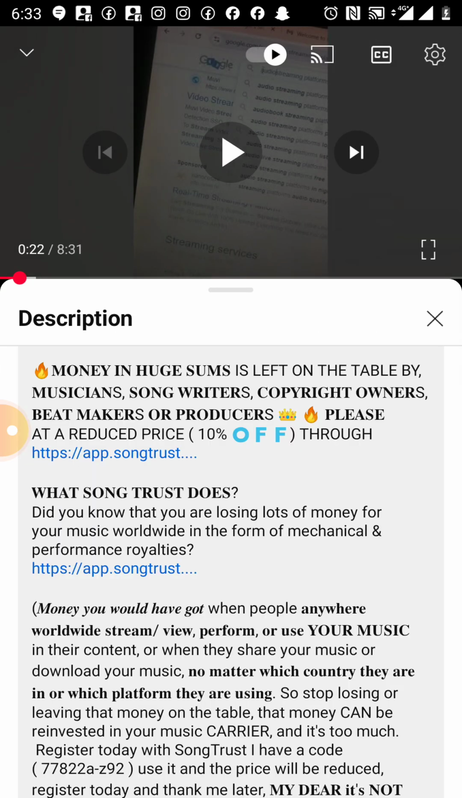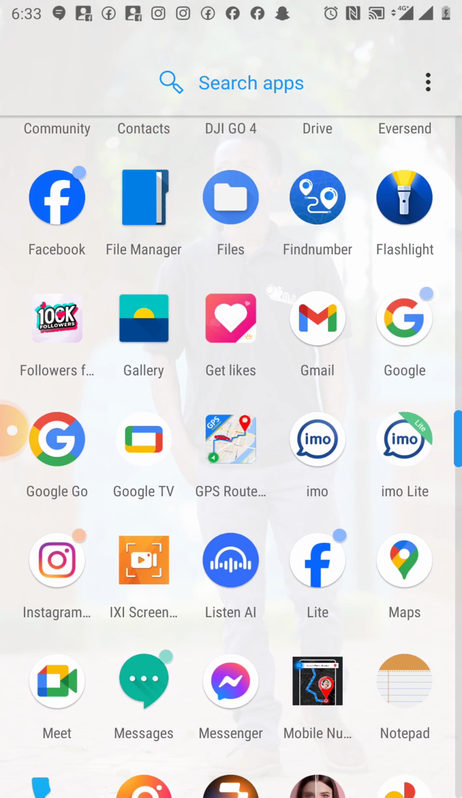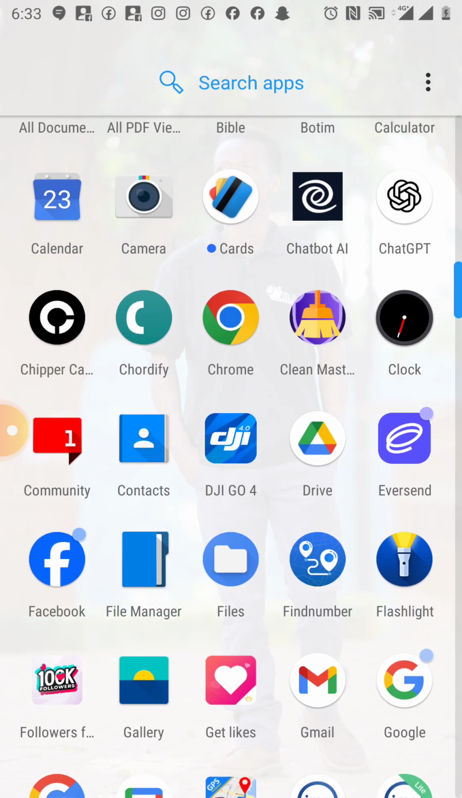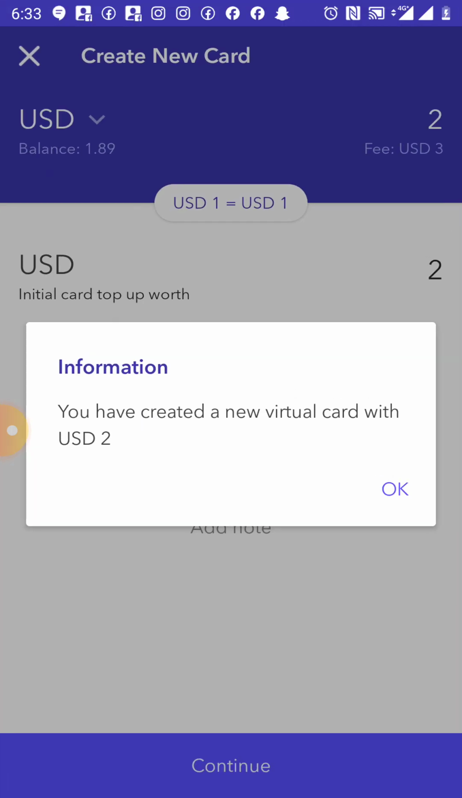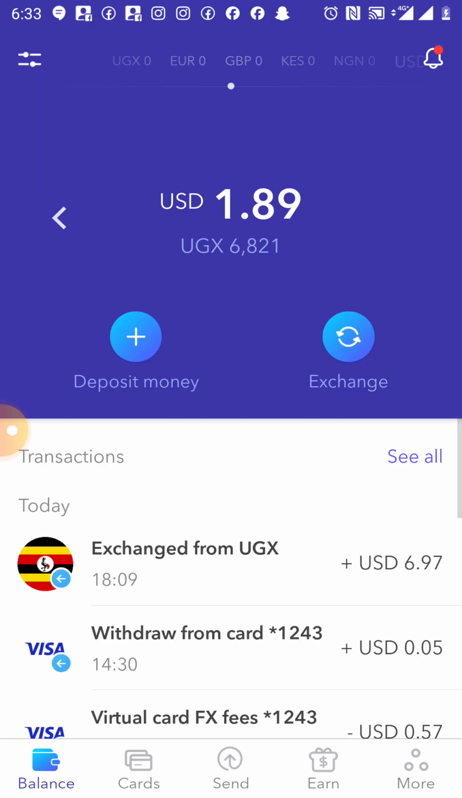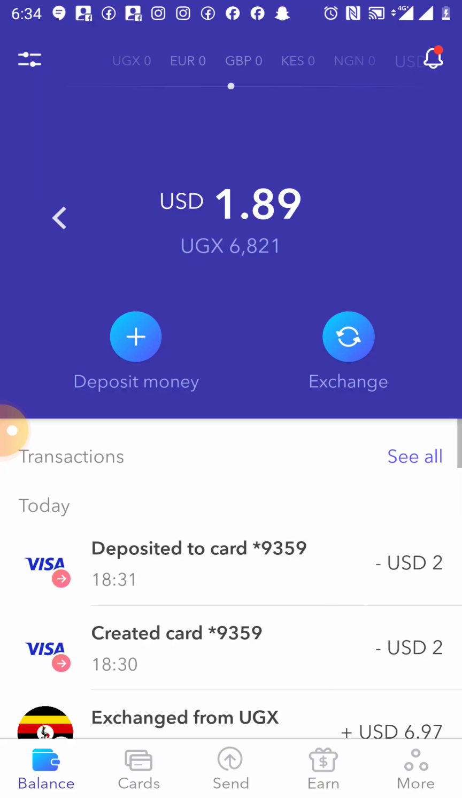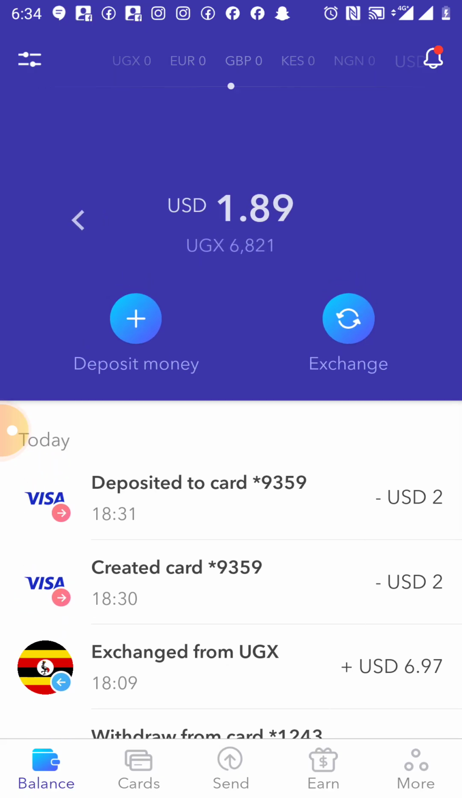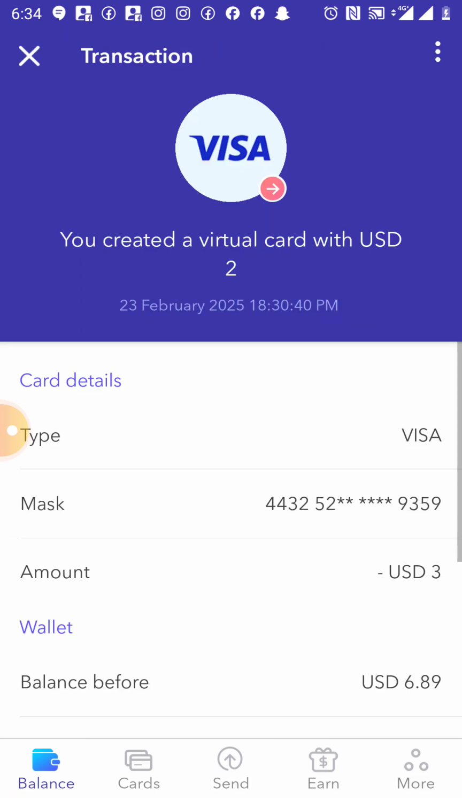Let us go back and look at the card that we created with Eversend. So let us go back here. Are you seeing that? So we click OK. Now we are remaining with $1.89 on our account. But if we go to the card, they are showing me the transaction that I've made. So I've created a card. So the first transaction was to create a card.